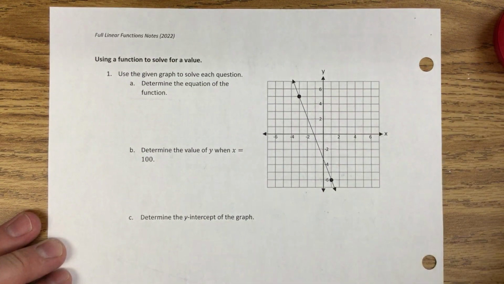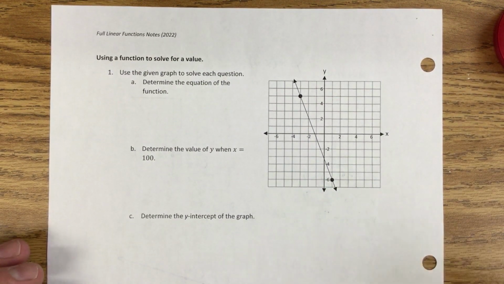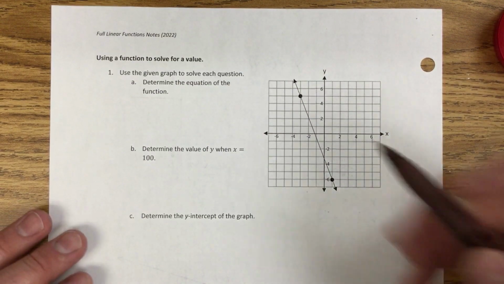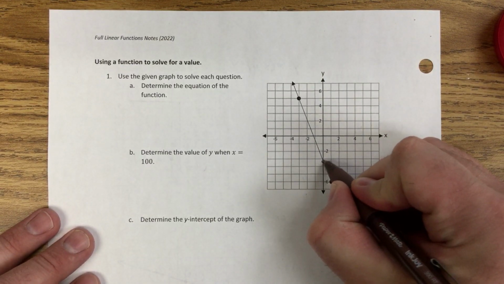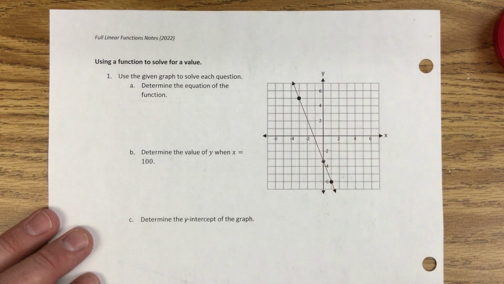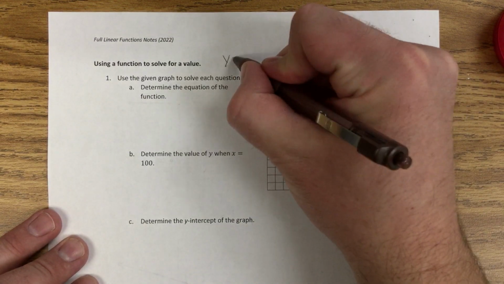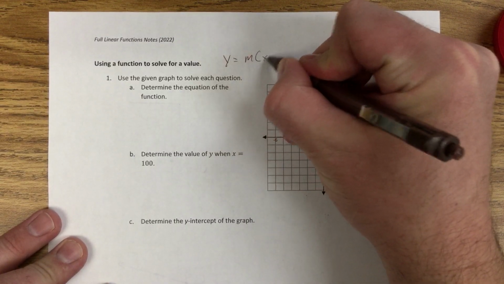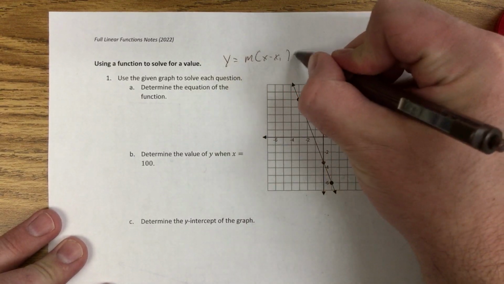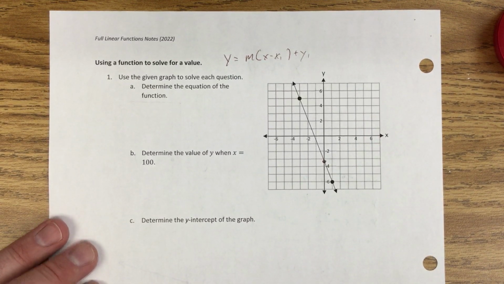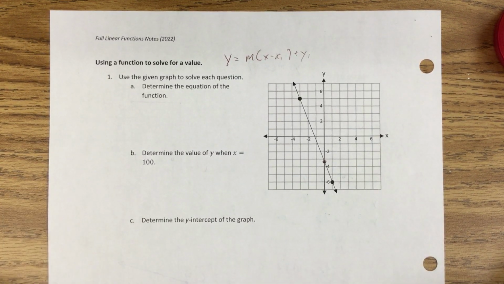All right, so we can also use a function to solve for a value. You'll notice here that I've given a graph of a line. The y-intercept is somewhere between -3 and -4. So we're going to have to use point-slope form, y = m(x - x1) + y1, to create our equation, and we can always put it into graphing form later on if we need.